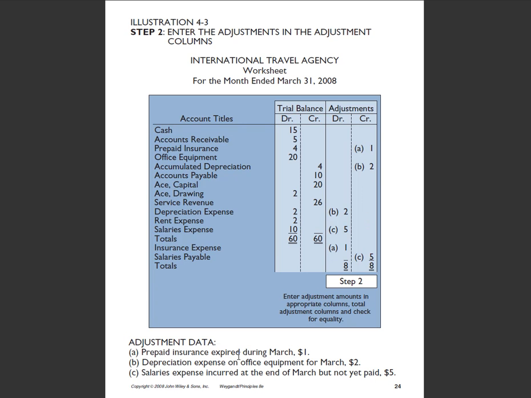For example, prepaid insurance expired during March was $1. We're just going to use small examples here. So the debit in this example, and in any example for this particular problem, would be a debit to insurance expense. And the corresponding credit will be prepaid insurance. And you can see those examples down here with depreciation and salaries expense.